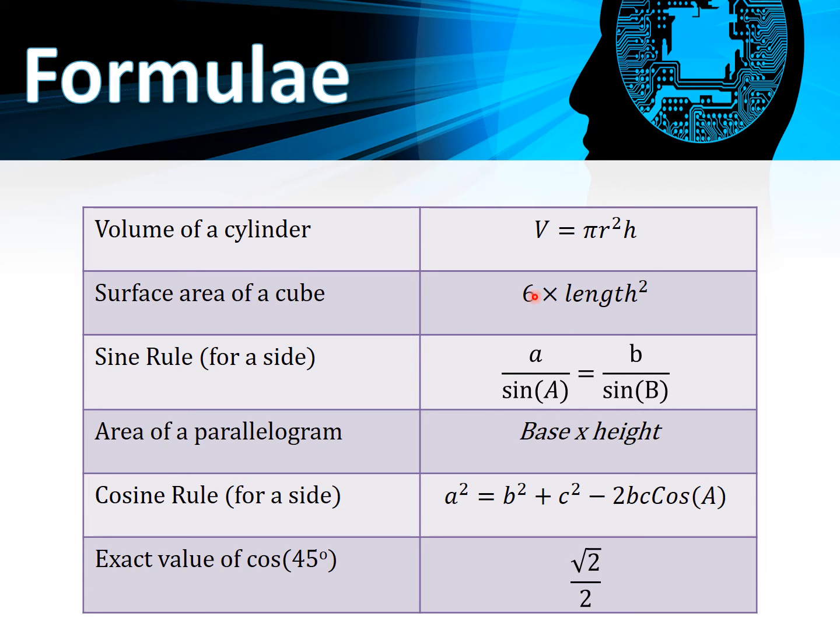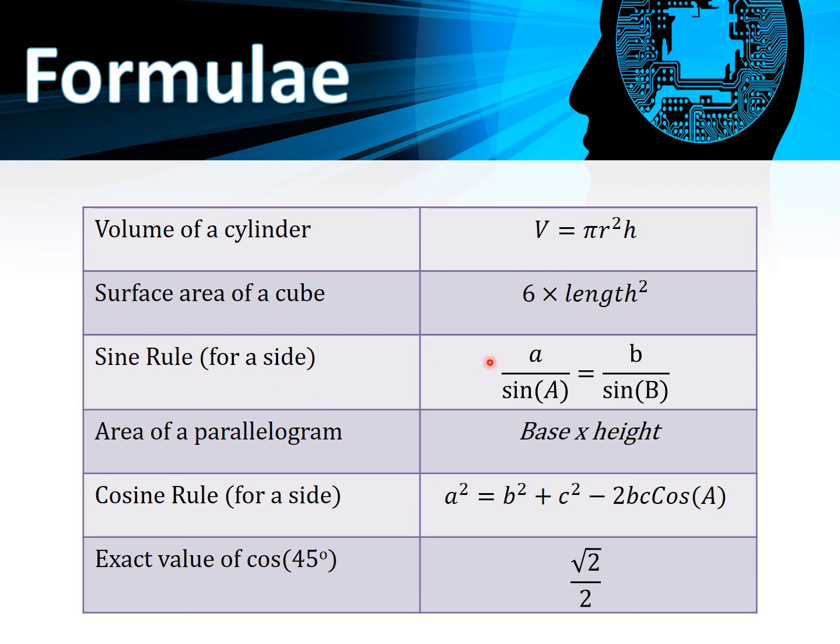So volume of a cylinder, we've got pi r squared multiplied by the height. Surface area of a cube, however long the length of the cube is, you're going to square it. That gets you the area of one of the faces, times by 6, because you've got 6 faces.